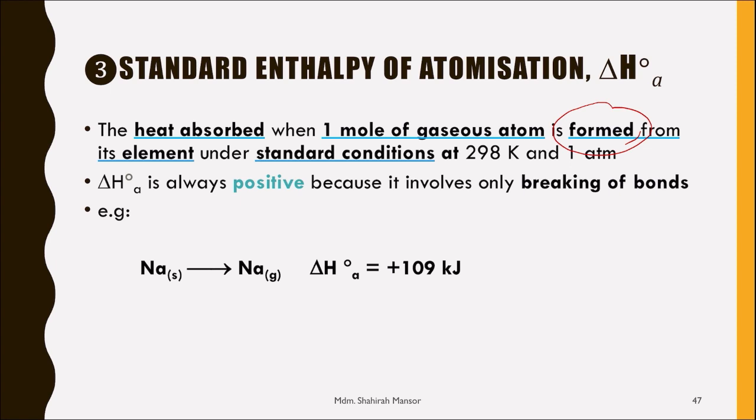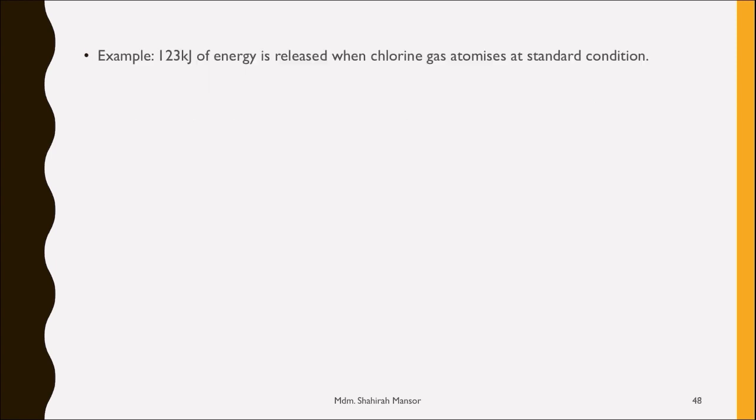You must be able to rewrite the thermochemical equation from the information given. It is one kind of proof that you have understood what the meaning is and how to convert the meaning into the thermochemical equation. So let's see this example.